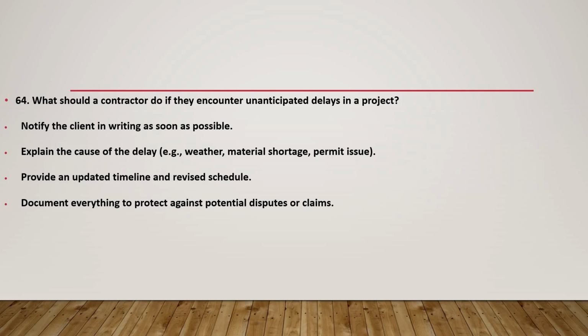64. What should a contractor do if they encounter unanticipated delays in a project? Notify the client in writing as soon as possible. Explain the cause of the delay, e.g., weather, material shortage, permit issue. Provide an updated timeline and revised schedule. Document everything to protect against potential disputes or claims.